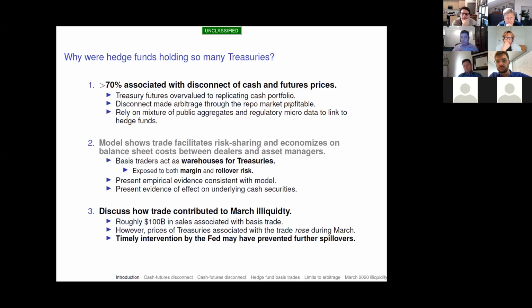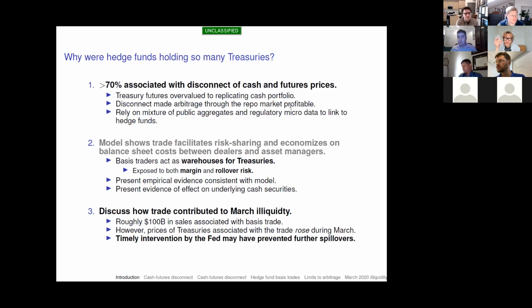So in order to tie that into broader issues of Treasury market structure, in the full paper, we write down a model, which we probably won't have time for today, which shows how through this trade, hedge funds act as warehouses for Treasuries, taking them off of the balance sheets of traditional holders and allowing for risk sharing between those traditional holders of Treasuries and the asset managers who represent the majority of long futures positions, so the other side of this trade.